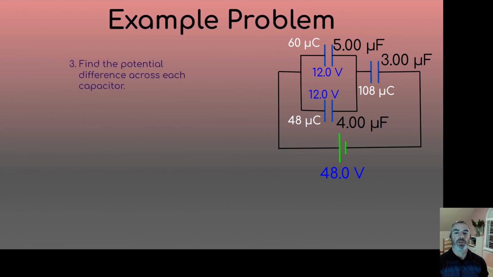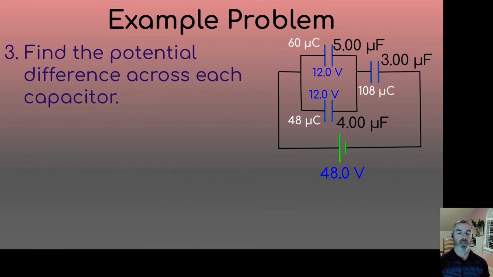Now the last thing we're going to do is find the potential difference across each capacitor. Well, we've already done that for the 5 and the 4 microfarad, so now we need to do it for the 3 microfarad. So the 5 and the 4 microfarad each have 12 volts of potential when the battery is hooked up. So now we're going to calculate the 3 microfarad.